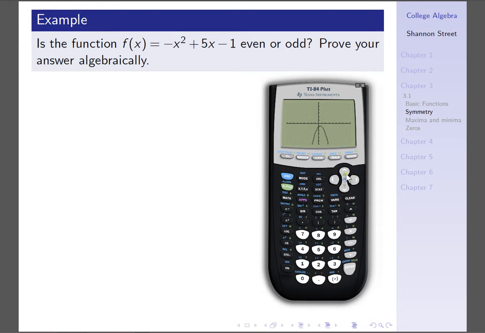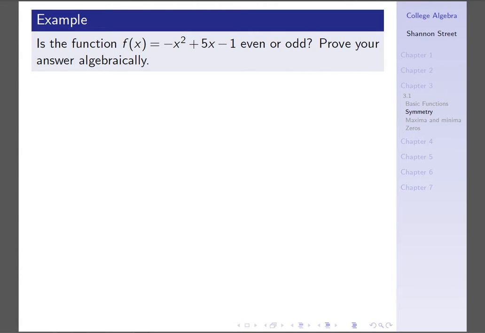There is our graph. Well, that does not look very even or odd to me. It's a little to the right of the y-axis, so it's not symmetrical that way. And if we spin it around, I think we would have a parabola opening upward, and that definitely would not overlap with what we've got. So my gut is telling me that this is neither. Let me put that away.